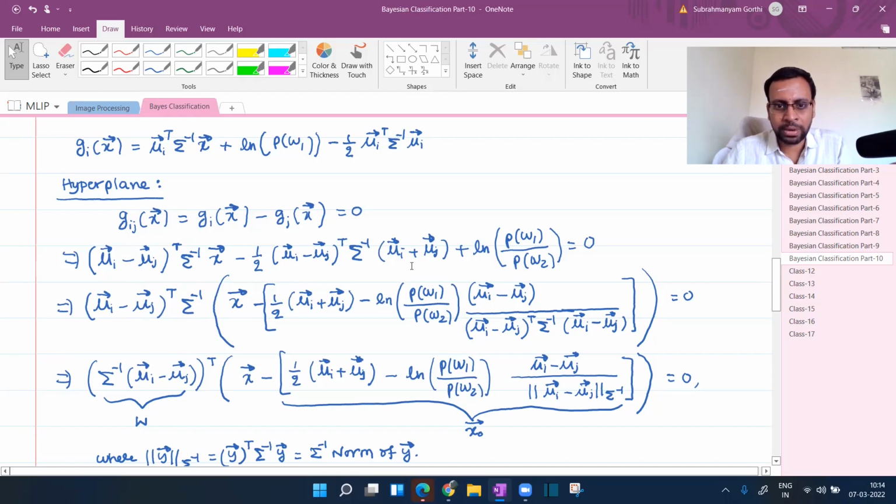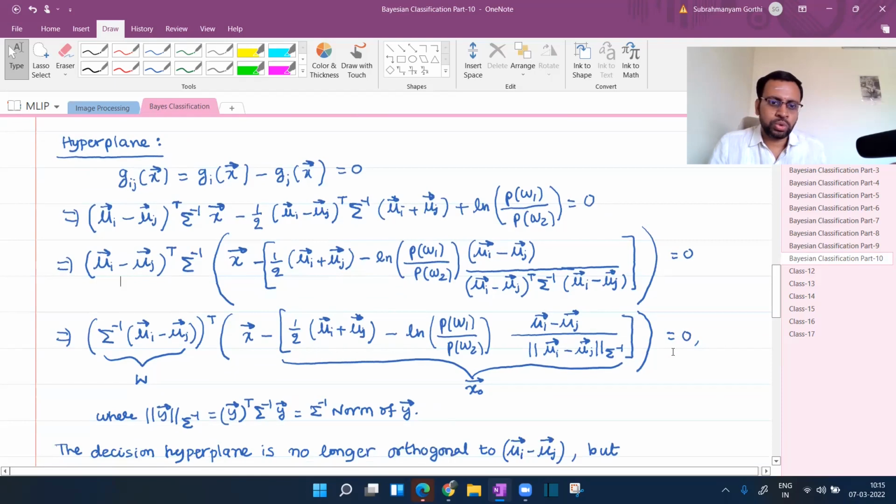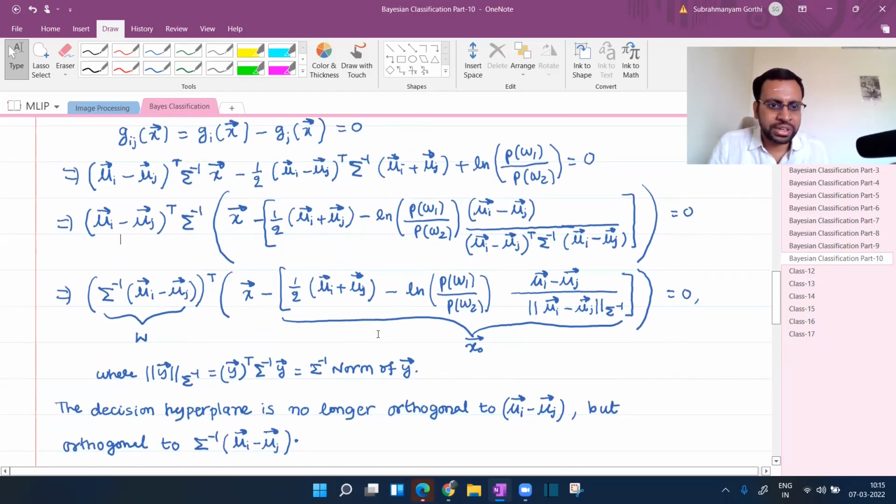So you write mu i bar plus mu j bar minus natural logarithm of this into, again, you simplify the same way we did earlier. So you write here into mu i bar minus mu j bar divided by this whole term in the denominator, right? So now you could think of a further one.